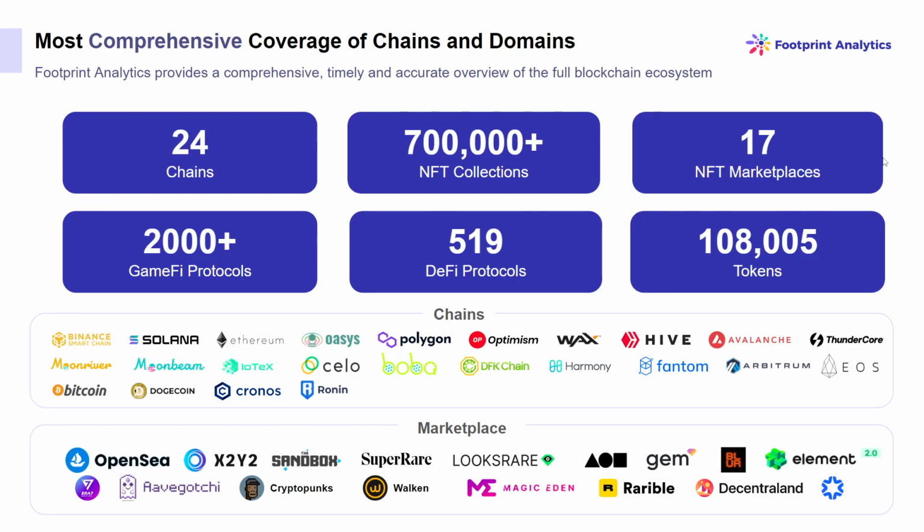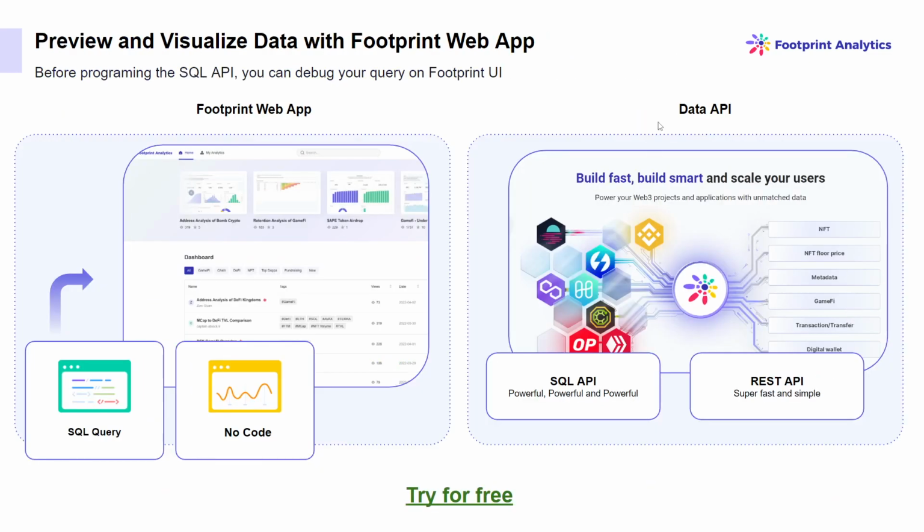Okay, so what kind of data do we cover? Well, we have 24 chains. We cover over 700,000 NFT collections across 17 different marketplaces. We have 2,000 plus GameFi protocols, 520 or 519 DeFi protocols, and over 100,000 tokens. And if you're curious about the chains that we have indexed, they're all right down here, and our marketplaces as well. So moving forward, what can you do with Footprint? Well, we have our front end web app, and we also have a data API. With both of these tools, you can make yourself some really powerful insights based on blockchain data.